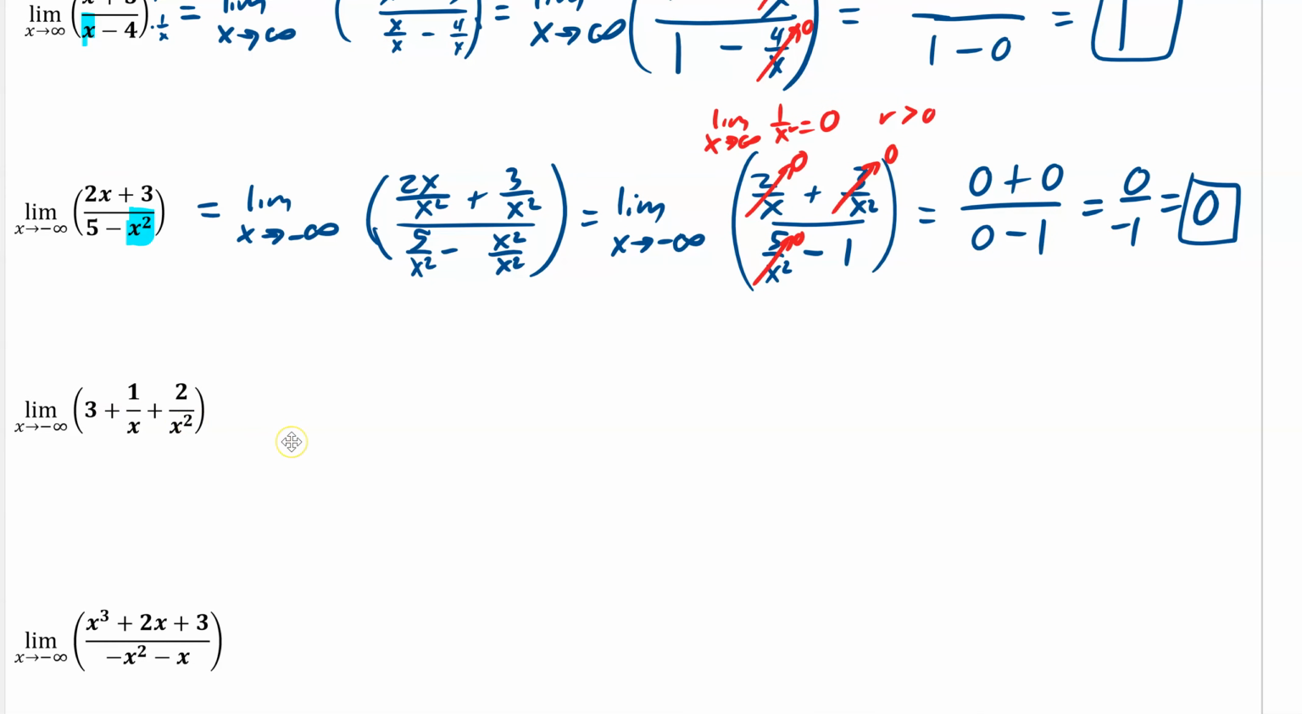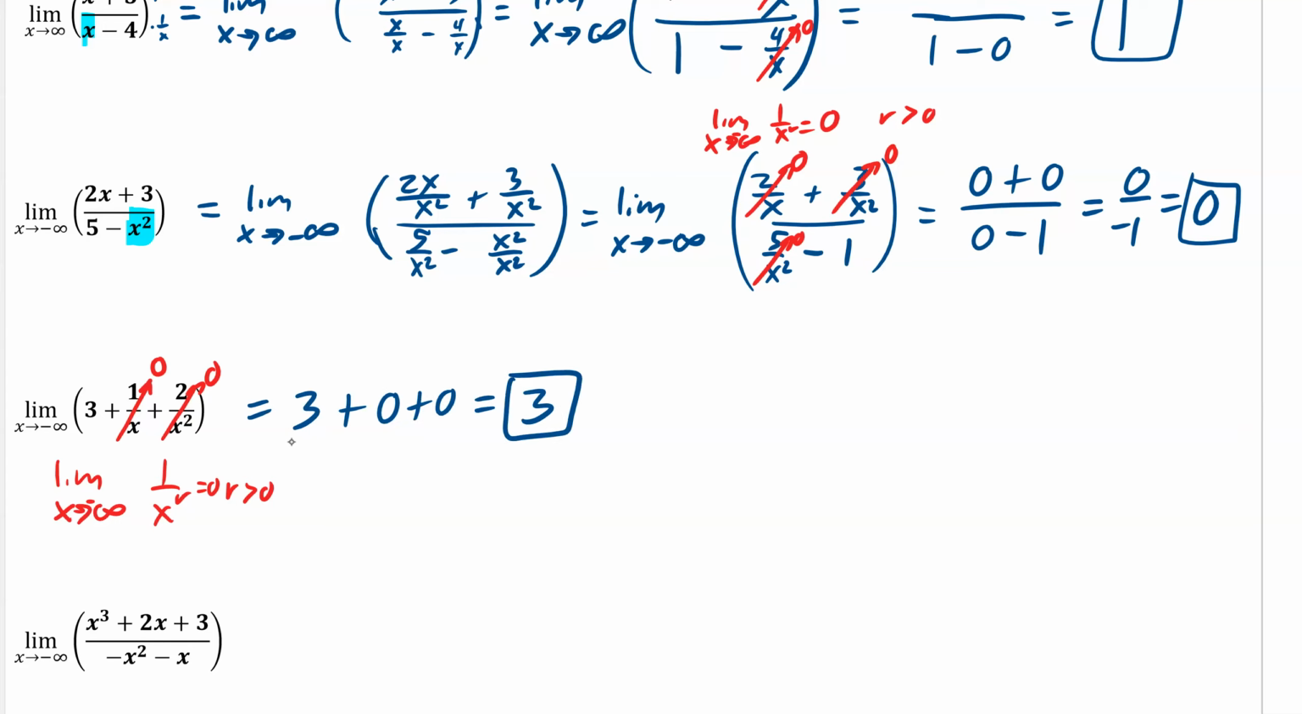Now, what if they're already set up for you? Well, then you can just apply it. So we know the limit as x approaches infinity, in this case negative infinity, probably should write negative infinity on that one up there as well, of 1 over x to the r with r greater than 0 equals 0. So we know that one's going to 0 and that one's going to 0. So 3 is just 3 plus 0 plus 0. So the answer is 3.